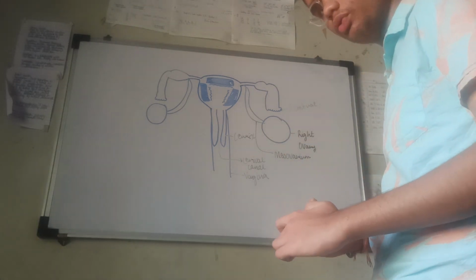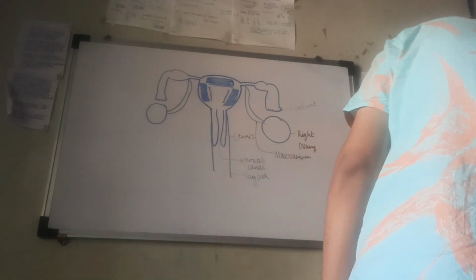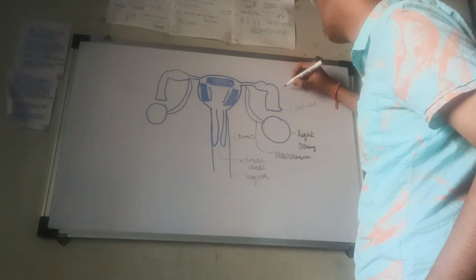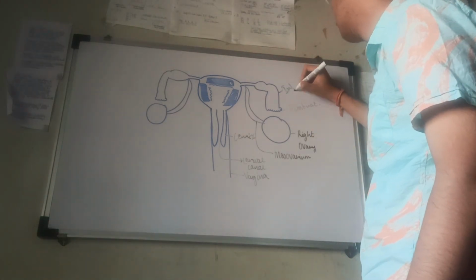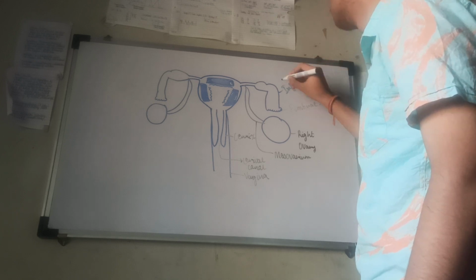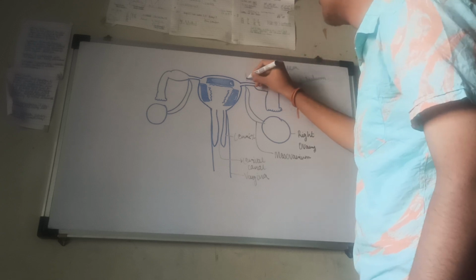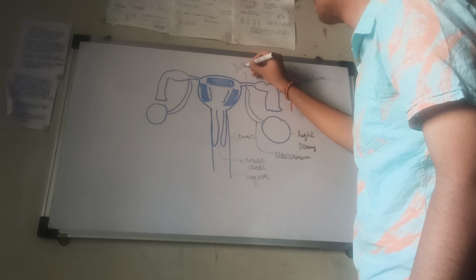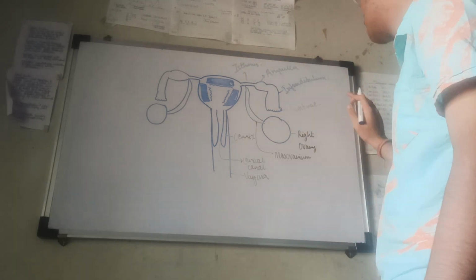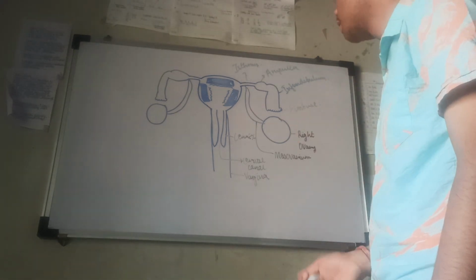It's not working, so I will use a different marker. This is infundibulum. This is ampulla. This is isthmus. These three are the parts of the fallopian tube, you can say. And now I will label the uterus. So this is the uterus.